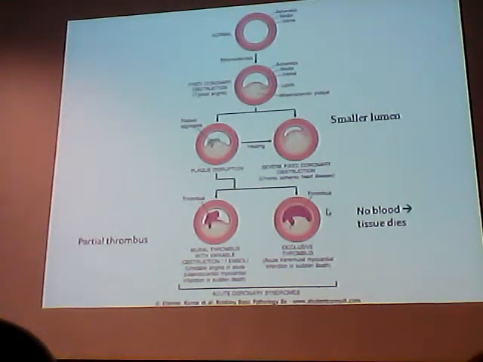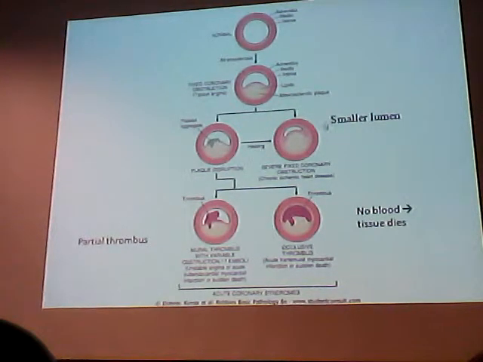Occlusion is blocking it. So if it's complete occlusion, no blood, and that tissue completely dies out, versus with the mural thrombus with variable obstruction, you can have this thrombus that's kind of hanging around, but then blood can kind of go through, but it's just difficult for the blood to get through, so you start to feel different forms of chest pain and stuff like that.